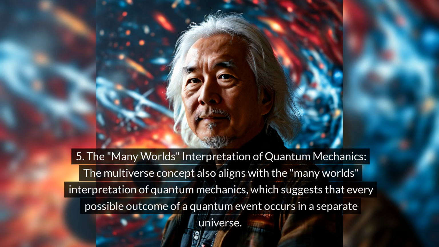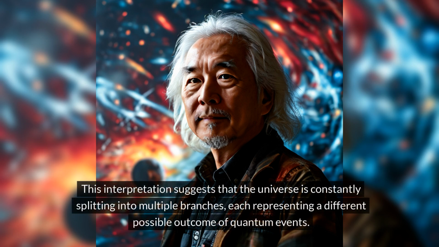5. The many worlds interpretation of quantum mechanics. The multiverse concept also aligns with the many worlds interpretation of quantum mechanics, which suggests that every possible outcome of a quantum event occurs in a separate universe. This interpretation suggests that the universe is constantly splitting into multiple branches, each representing a different possible outcome of quantum events.